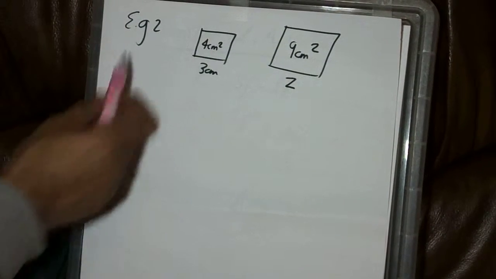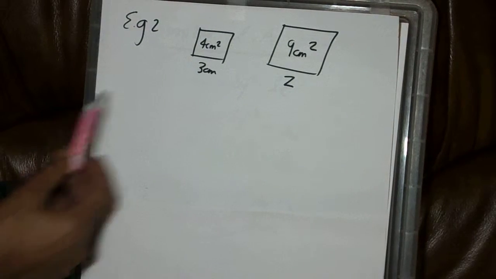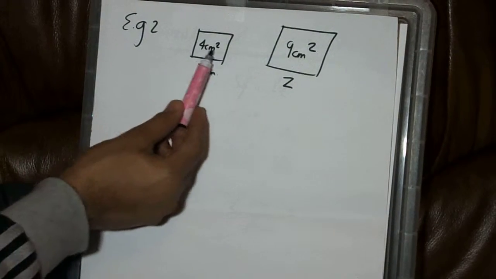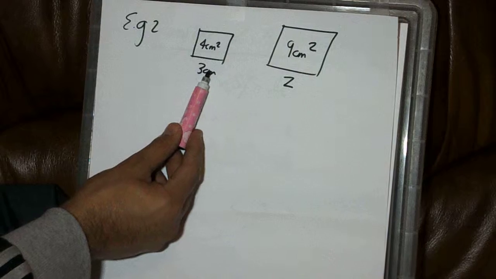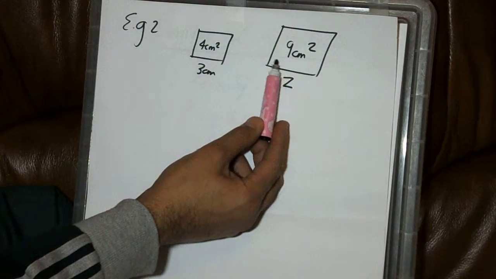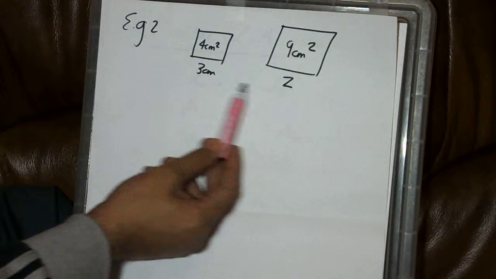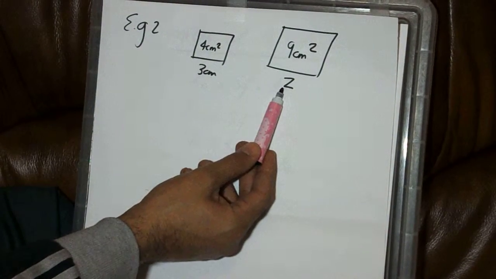Alright, welcome back to example number 2. In this particular question we are still looking at similar lengths and areas. We have the first shape here, the rectangle, which has an area of 4 centimeters squared. We have another one that has an area of 9 centimeters squared with a length here of 3 centimeters and a corresponding length here of z centimeters.